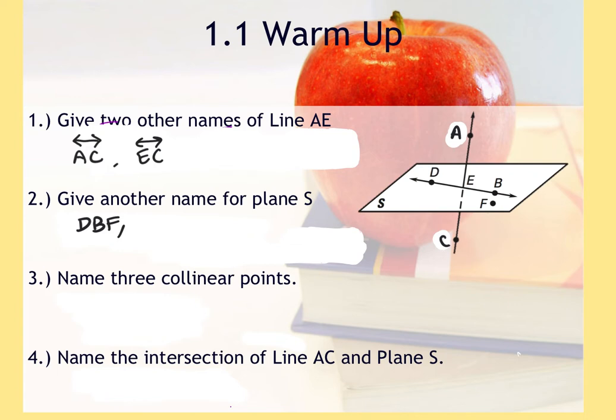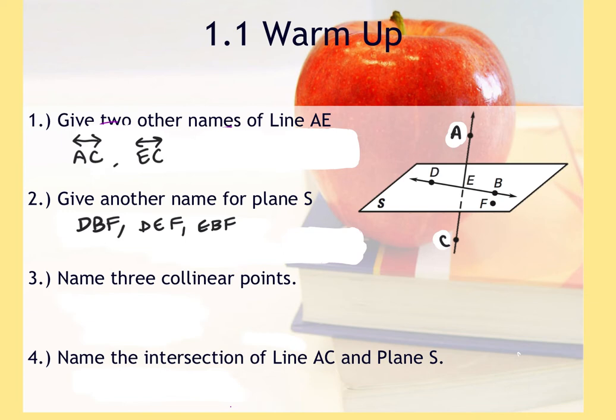Yep. DEF works. So any combination with F, because F is non-collinear, it would have worked. So DEF, BEF, DBF, any of those would have worked. So you could also do EBF. Okay. Any of those would work because they are non-collinear. It has to be non-collinear. You cannot use DEB because DEB are all collinear.